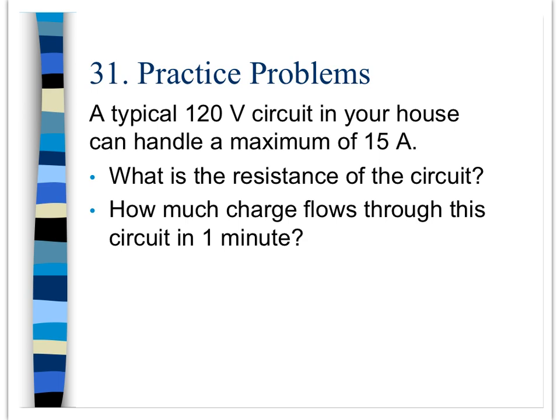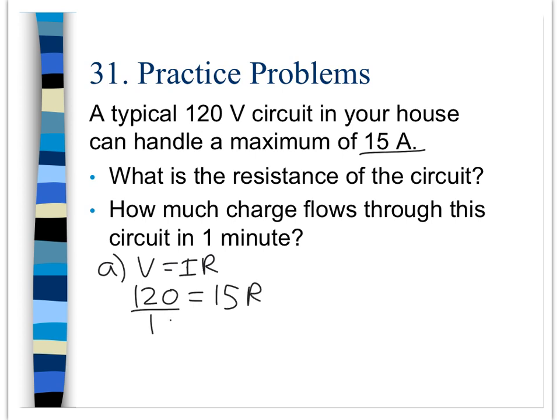So let's go ahead and try a practice problem here using both Ohm's law and also we're going to go back to that mathematical definition of current that we had before. So for the first one, when we're trying to find the resistance of the circuit, we're going to start with Ohm's law, V equals IR. So our voltage here is going to be 120 volts. That's going to be equal to our current, which is this 15 amps here, times the resistance. We, of course, divide both sides by 15. And we find that our resistance in this case is going to be 8 ohms.